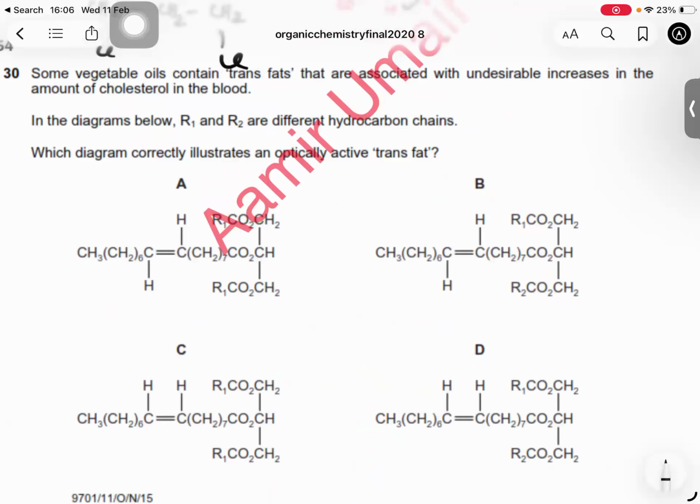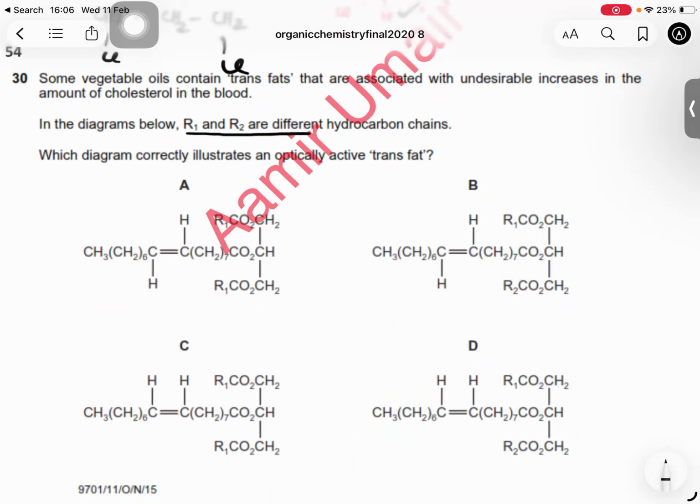Some vegetable oils contain trans fats that are associated with an undesirable increase in the amount of cholesterol in the blood. In the diagrams below, R1 and R2 are different hydrocarbon chains. So please note this point. Which diagram correctly illustrates the optically active trans fat?